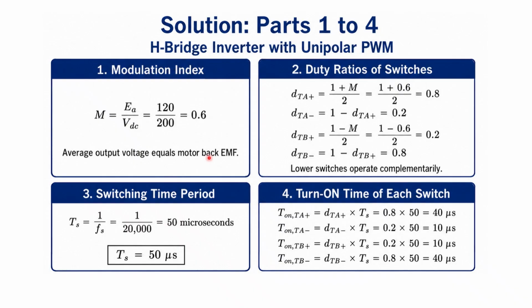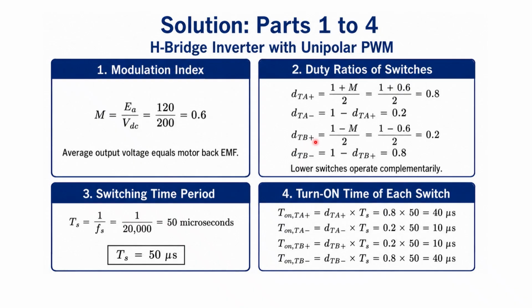Now you have to find the duty ratios. Duty ratio of the upper switch is (1 plus m) divided by 2. That is 1 plus 0.6, 0.6 we have calculated, divided by 2, that is 0.8. It is for TA plus, and TA minus is 1 minus TA plus. 1 minus TA plus will give you the duty ratio of TA minus, so that will be 0.2.